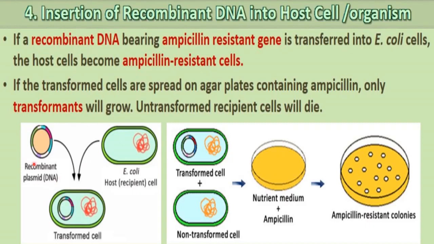So here you can see the recombinant plasmid, it has been transformed in this cell. So this is the transformed cell, this is the non-transformed cell. No plasmid is present here in this non-transformed cell. So while we will grow it on the ampicillin containing medium, only the transformants will grow.